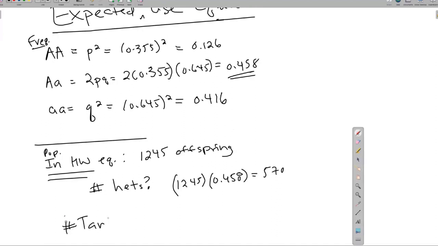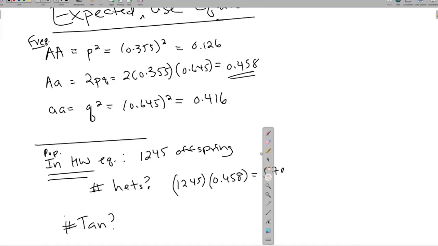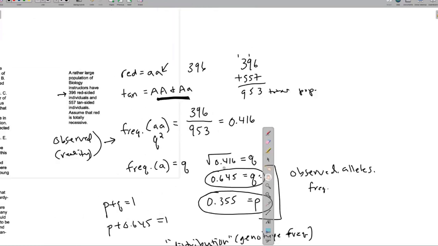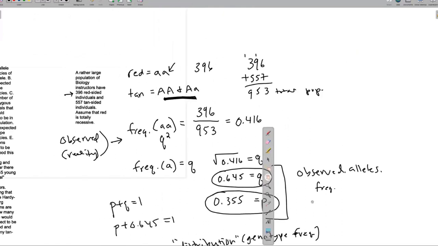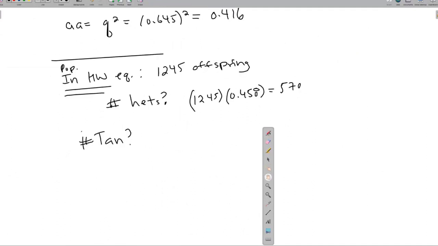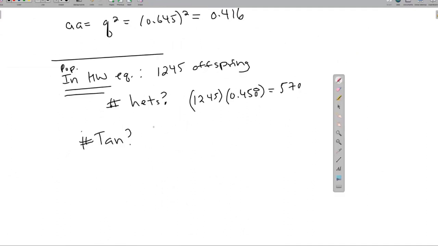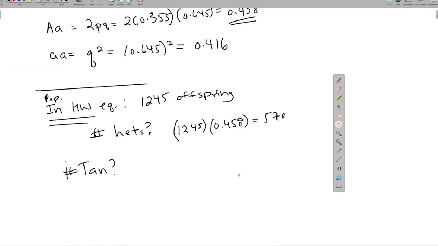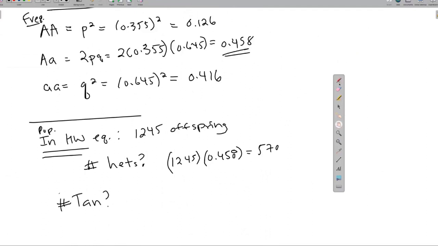If I ask you the number of tan individuals, remember tan is the dominant type, which is both big A and big B loci. So how many individuals would you expect to be tan? You'd have to use both frequencies, all of this frequency. The easiest way to do that is either do it for both of them, or you can do it for the red. Depends what's easier.